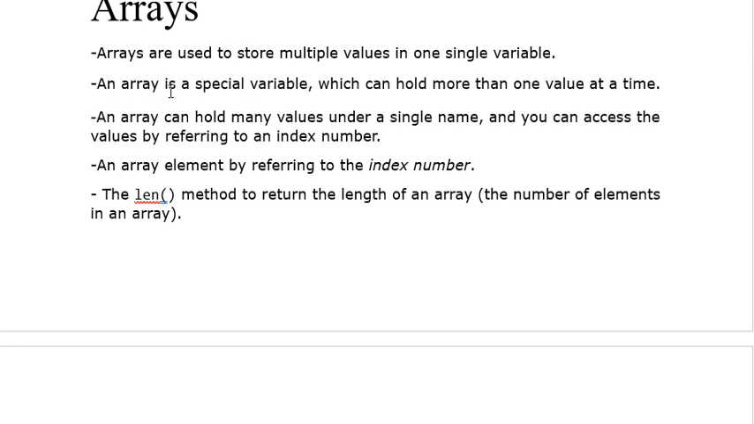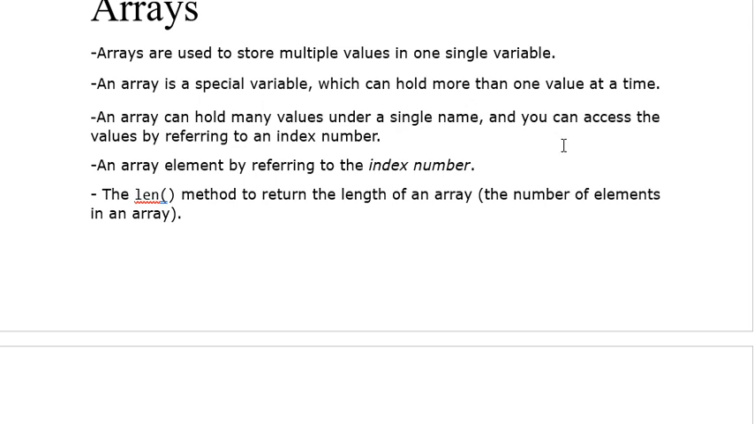An array is a special variable which can hold more than one value at a time. Not only one value, it can store more than one value at the same time. An array can hold many values under a single name, under a single variable.